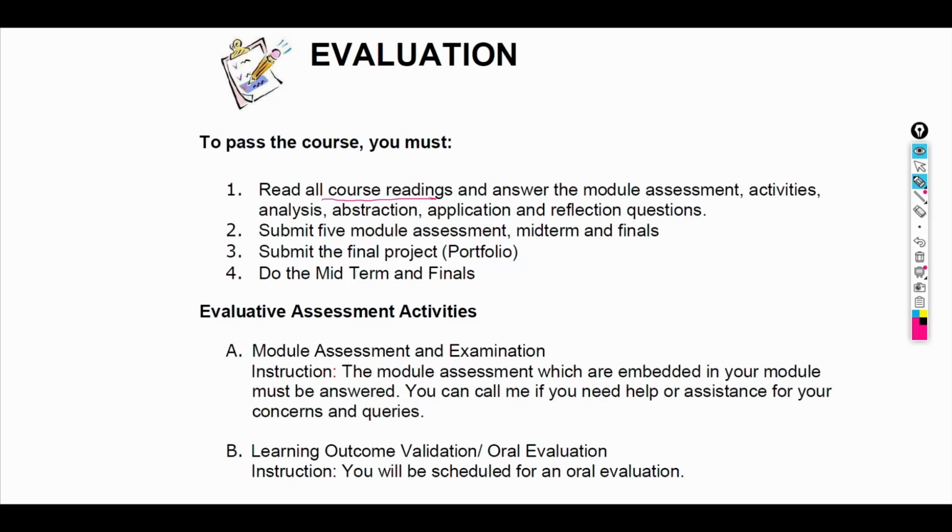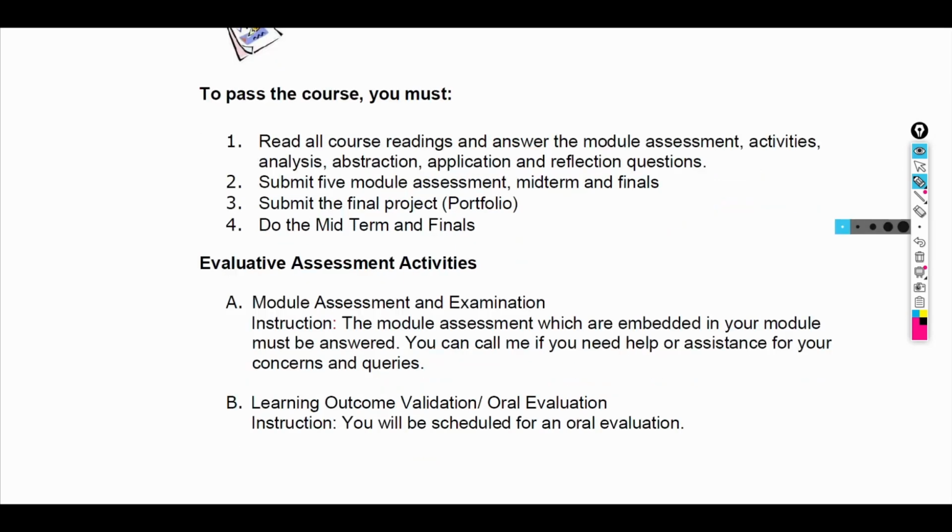You were advised earlier that you are not supposed to skip any of the pages because they are arranged sequentially from module 1 to module 5. And then you are also expected to answer the module assessment, the activities, and the analysis, abstraction, application, and reflection questions. For every module, you will have these: assessment, activities, analysis, abstraction, application, and reflection questions. Okay?